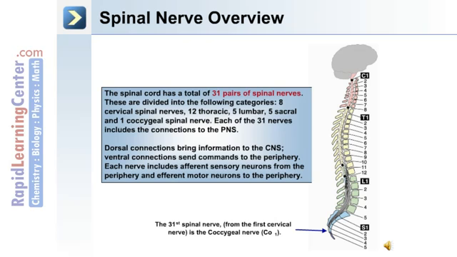Dorsal connections bring information to the central nervous system, whereas ventral connections send commands to the periphery. Each nerve includes afferent sensory neurons from the periphery and efferent motor neurons to the periphery.